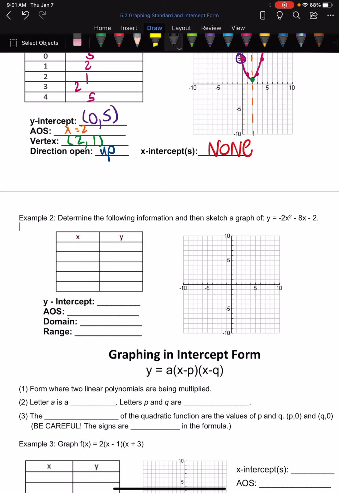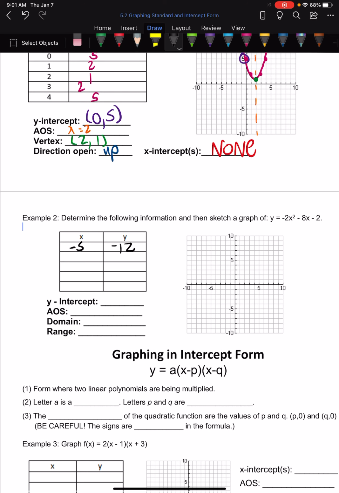Let's try starting off where x equals negative 5. When x equals negative 5, our y value is negative 12. Where x equals negative 4, my y value is negative 2. Where x equals negative 3, my y value is 4. Where x equals negative 2, my y value is 6. And where x equals negative 1, my y value is 4 again. You could continue on and say, just to follow the pattern, where x is 0, y is negative 2, and so on and so forth. So let's go ahead and graph these points.